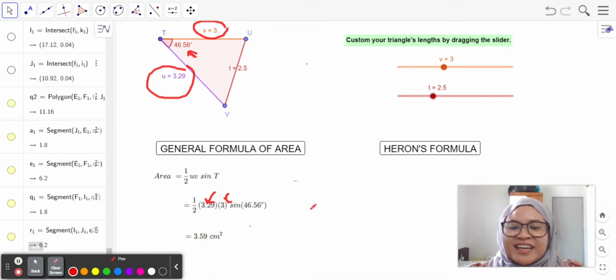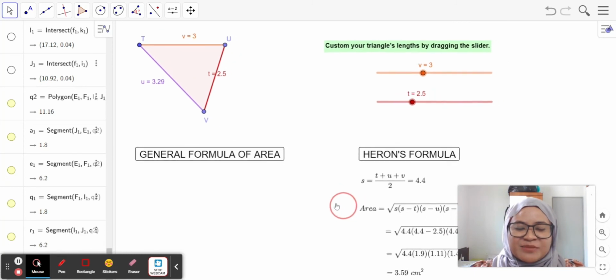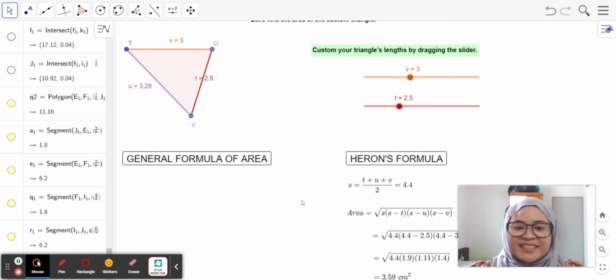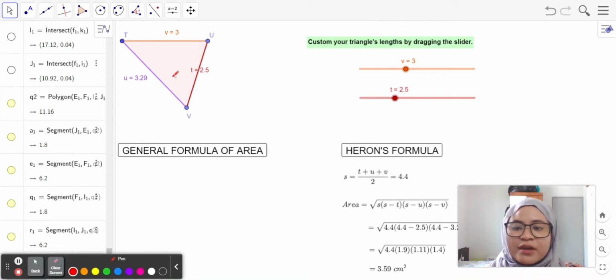And then let's take a look at Heron's formula. You can see that for Heron's formula, you have to solve for the semi-perimeter first. S is equal to T plus U plus V, and then divided by 2. You will get 4.4.